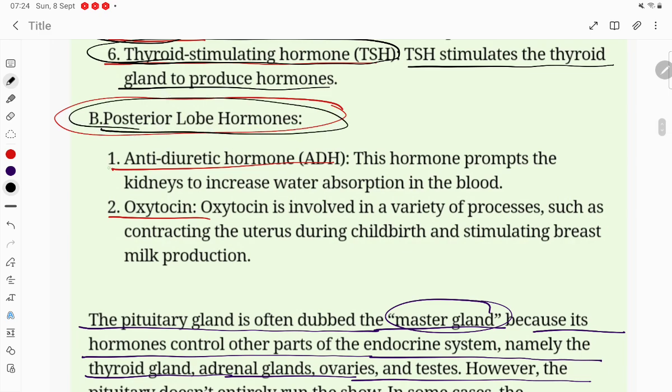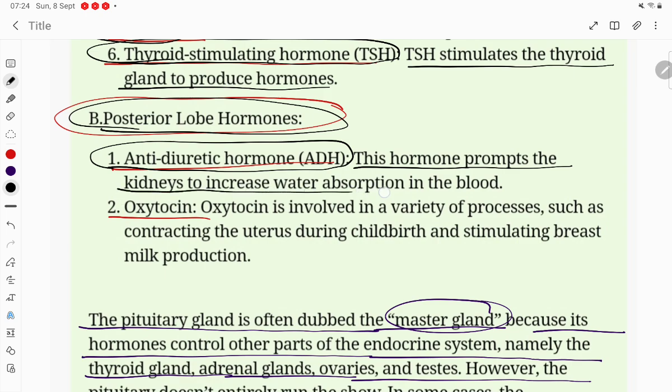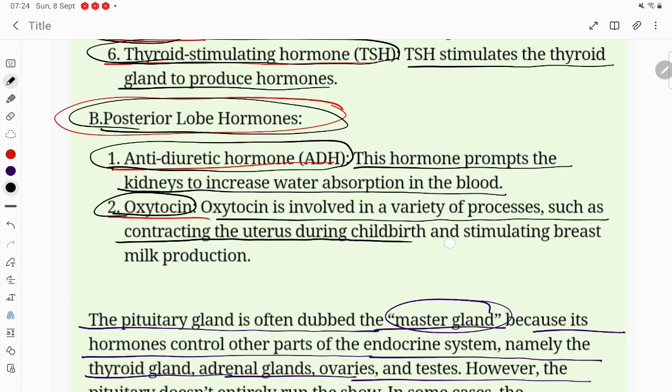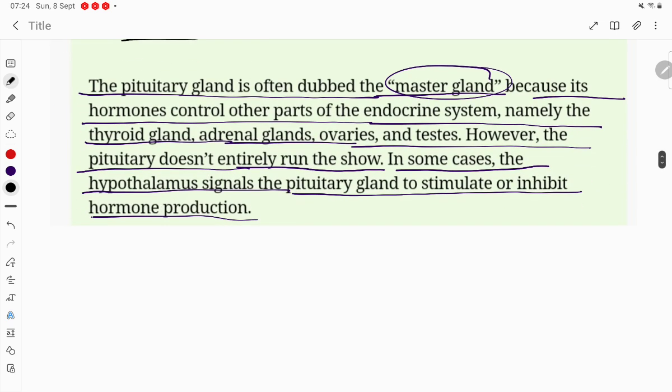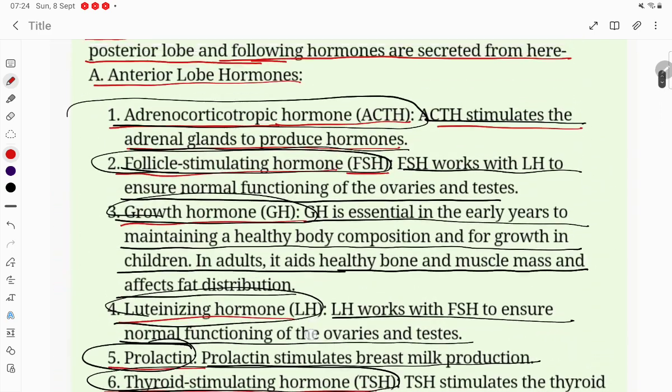Posterior lobe hormones, antidiuretic hormone, that is ADH. This hormone promotes the kidney to increase water absorption in the blood. Oxytocin is involved in a variety of processes such as contracting the uterus during childbirth and stimulating breast milk production. So these are the answer, student, and that is why it is called the master gland, because it is controlling the functioning of the other endocrine glands to release the other hormones, students.